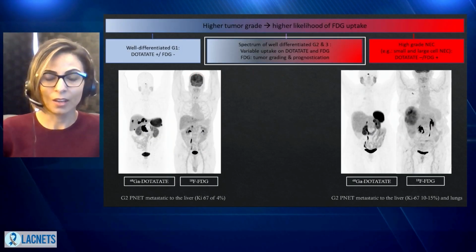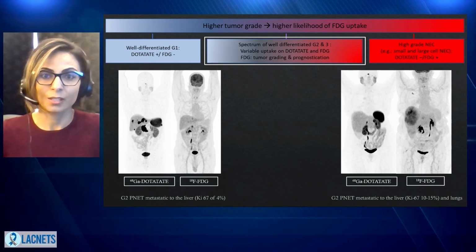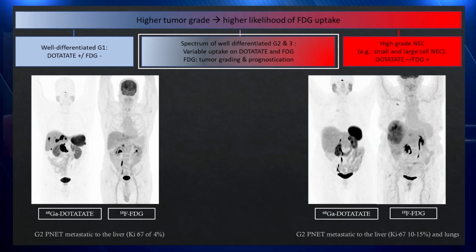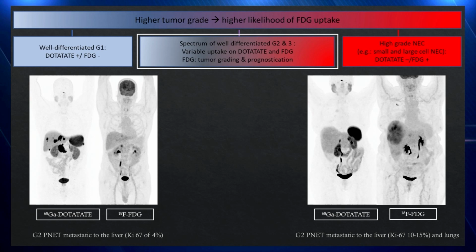So I like to think of these neuroendocrine tumors along this spectrum, where we have, on the far left, the well-differentiated ones in blue, and those are the ones that are going to express dotatate and are going to be completely negative on our FDG. And this is an example on the left side of the screen. And then we have the very poorly differentiated ones on the far right of the screen, and those are the ones that are going to show up on FDG and are completely negative on dotatate.